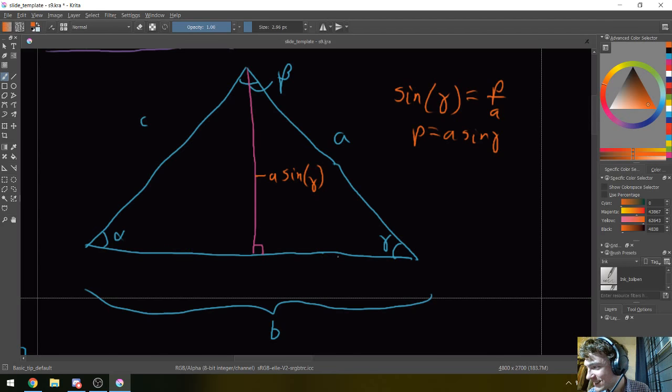Good. All right, same thing. What about this leg here? This part that goes from the point that has angle gamma to the point where the pink line touches the base. What is the length of that bottom part in terms of a and gamma?